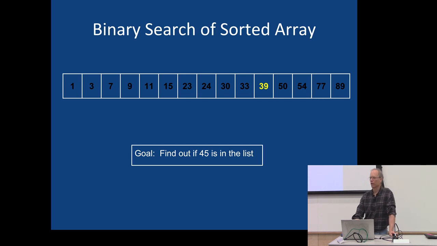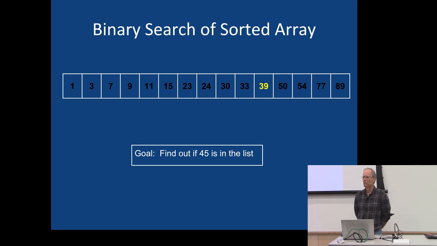But let me tell you another cool thing. When you don't find the element, you also know where it would be if it were in the array, or where you should put it if you were to put it in the array. Where should we put the 45, once we find out it's not in there, if we wanted to do an insertion?